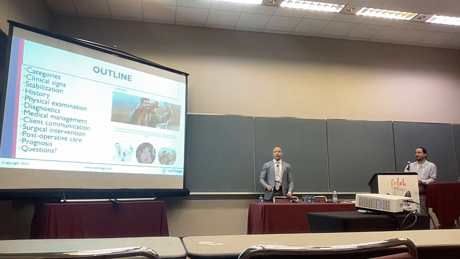So this is the outline that we'll go through here. If folks have any questions anytime, feel free to interrupt. Our goal is to make this very practical and clinical, so that you can actually utilize this in your own practices. We'll begin with categories of hemoabdomen, followed by clinical signs, initial stabilization, the history, physical exam findings, various diagnostics, medical management for hemoabdomens, how to handle client communication, surgery, of course, post-op care, prognosis, and any questions folks have.